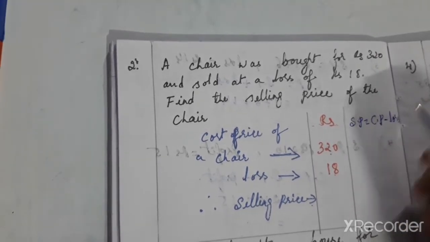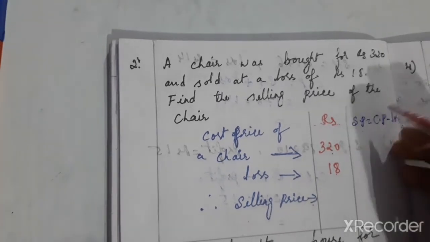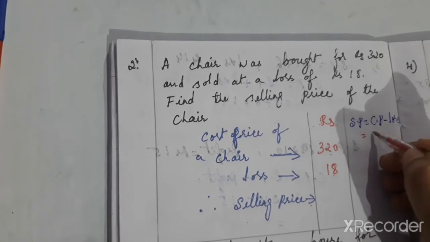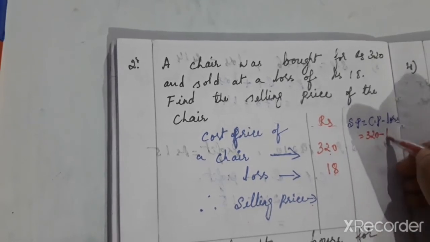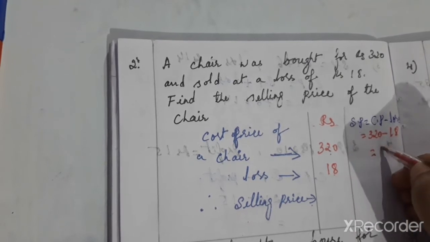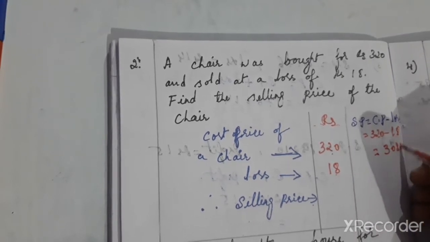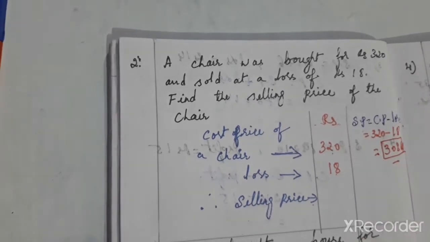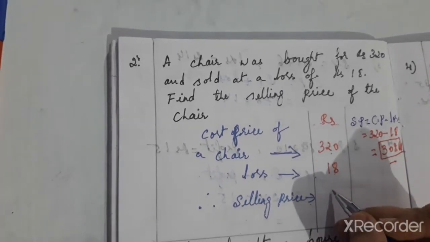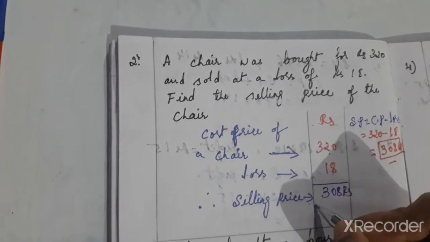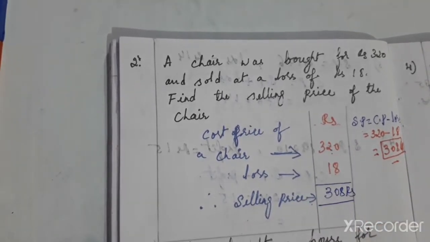You have to learn all the formulas, then and only then it will become easy, children. So what is the cost price? Cost price is 320. 320 minus 18 is 308 rupees. This is the answer. Selling price is 308 rupees. Selling price of the chair is 308.